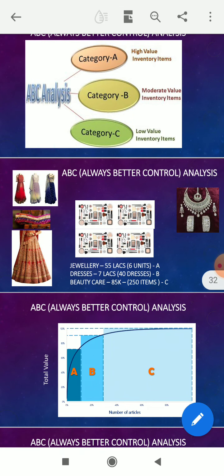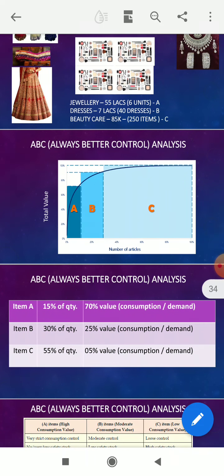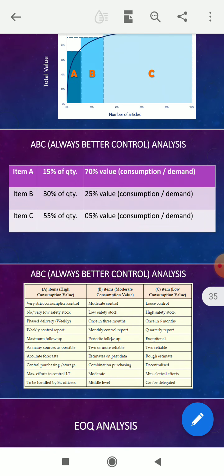It is a pictorial representation. X is total value, and the number of articles A and B. ABC analysis. Item A is 10% of quantity with 70% of value consumption or demand, item B is 30% of quantity with 25% of consumption. Item C, 55% of quantity, 5% value consumption or demand. Always better control analysis.